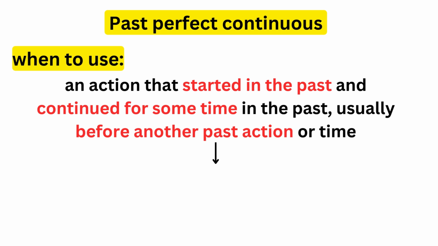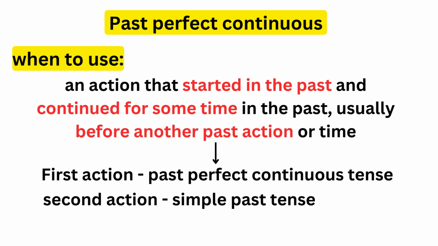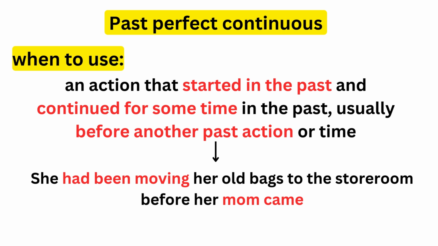The first action, which is in the past perfect continuous tense, and the second action, which is in the simple past tense. For example, she had been moving her old bags to the storeroom before her mom came. Here, moving the bags started in the past and continued for some time before the second action when her mom arrived. Both actions occurred in the past.